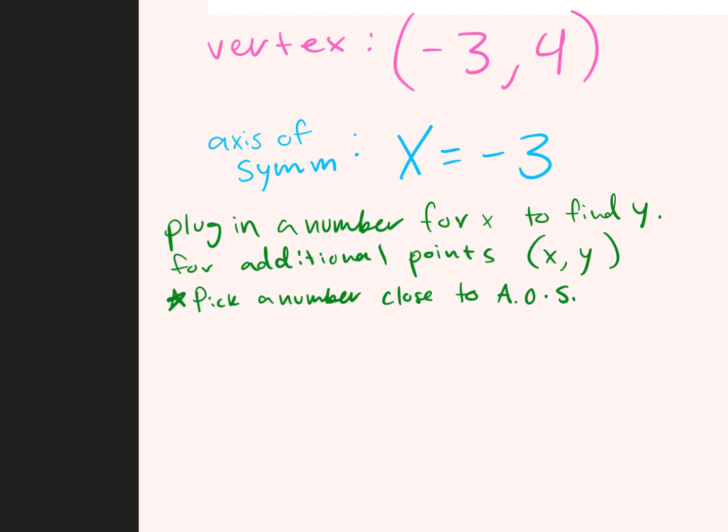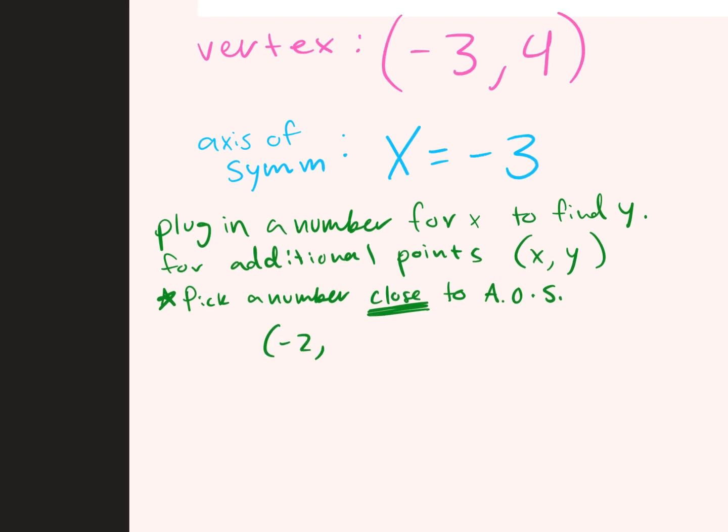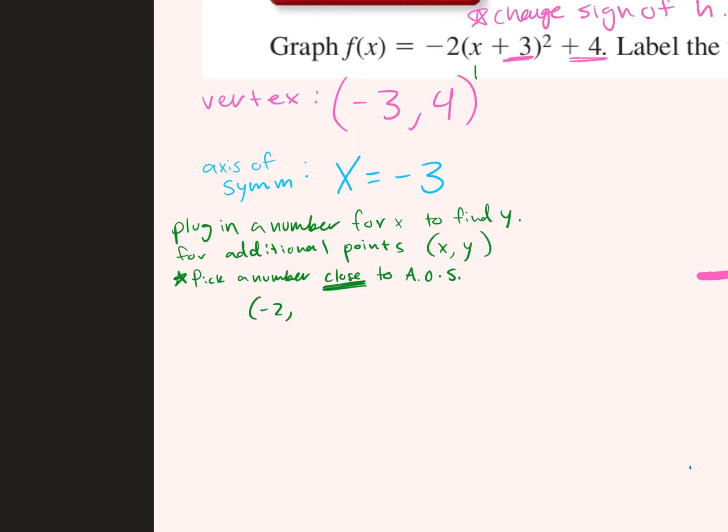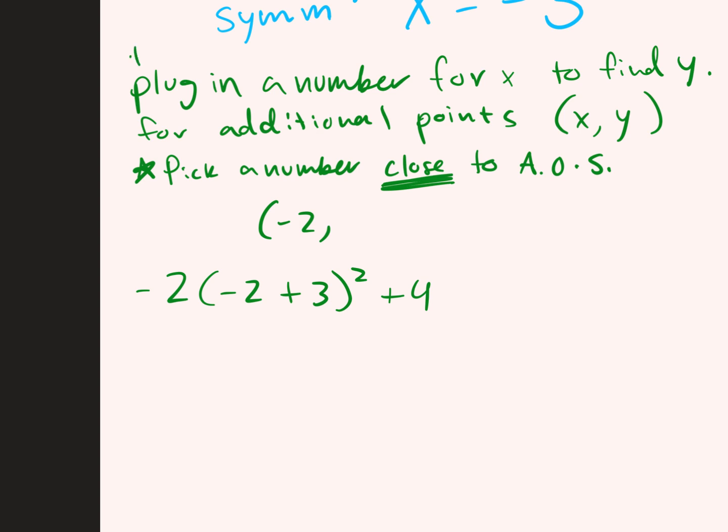So what number should we pick to plug into x? What's a number close to our axis of symmetry? Perfect. Our axis of symmetry is -3, so let's plug in -2. So I'm going to pick -2 to plug in. I'm plugging it into the x in my original equation. So I have -2 times -2 plus 3 squared plus 4.